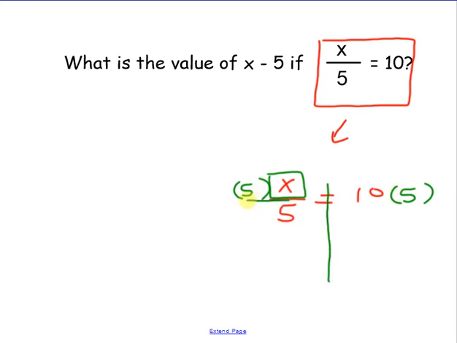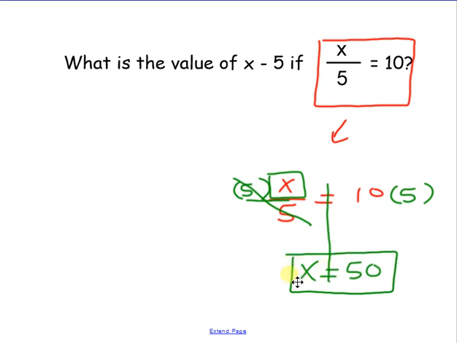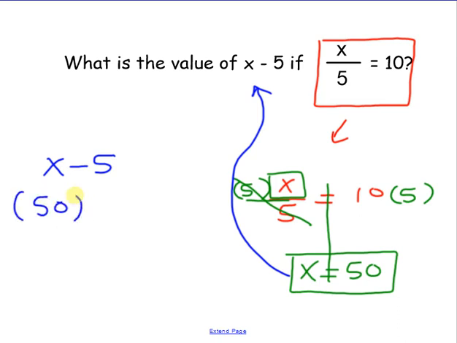Now you have 5x over 5. What's 5 divided by 5? 1. It cancels out. You have x equals, what's 10 times 5? 50. But that's not the answer to your problem yet. You have to go back and plug it into the second part of the problem. So we have x minus 5. Well, x is 50, so 50, always in parentheses, minus 5, and your answer is 45.